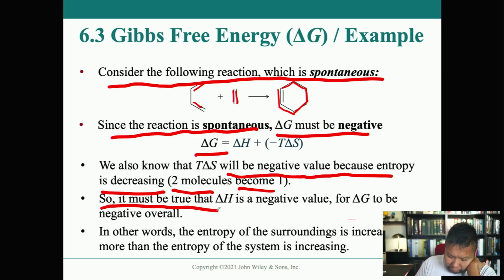So it must be true that delta H is a negative value for delta G to be a negative value overall. In other words, the entropy of the surroundings is increasing more than the entropy of the system is decreasing. So that means it was releasing heat or some kind of energy into its surroundings, which is another reason why this is also an exothermic reaction. Again, just remember the basic stuff.